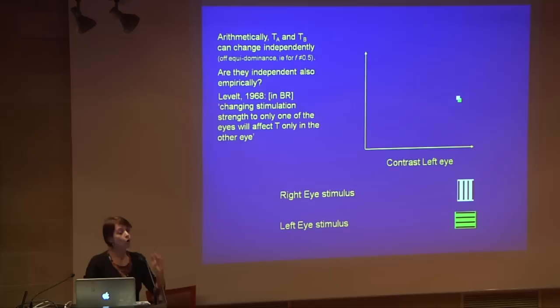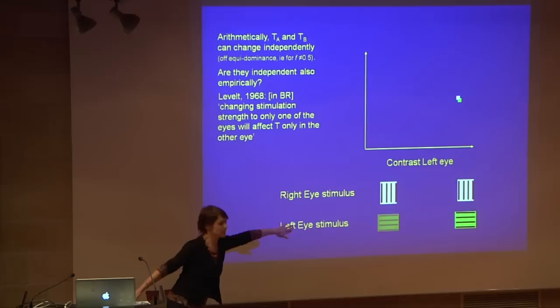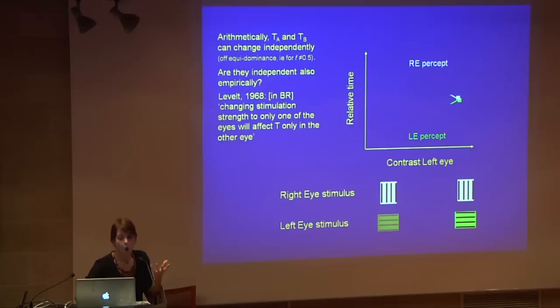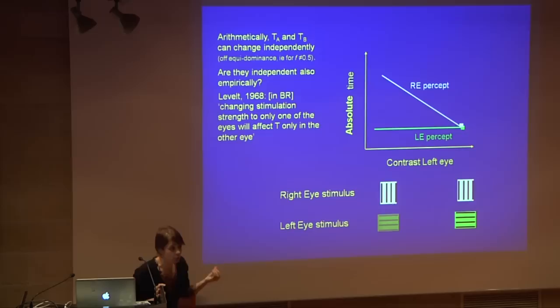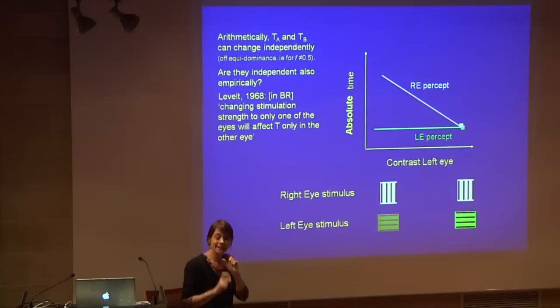Now, Levelt took that contrast of the left eye and ramped it down, okay? So the stimulus, instead of looking like that, now it looks like this. You see, this one is more faint now. Now, if you ask what happens to the fraction, obviously, if one goes up, the other has to go down. By definition, they add up to one. But Levelt's observation was that if he looks at the absolute times, okay, the mean durations of the eye that he actually manipulated, the left eye, hardly changed. And what changed is the other.